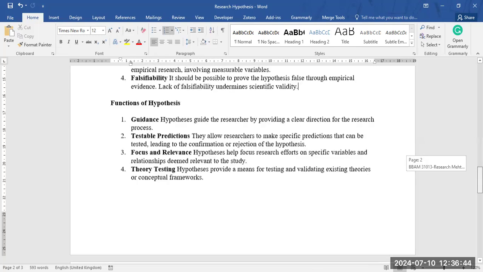Another one, functions of a hypothesis. Guidance: hypotheses guide the researcher by providing a clear direction for the research process and testable predictions. They allow researchers to make specific predictions that can be tested, leading to confirmation or rejection of the hypothesis. Focus and relevance: hypotheses help focus research efforts on specific variables and relationships deemed relevant to the study. And testing: hypotheses provide a means for testing and validating existing theories or conceptual frameworks.